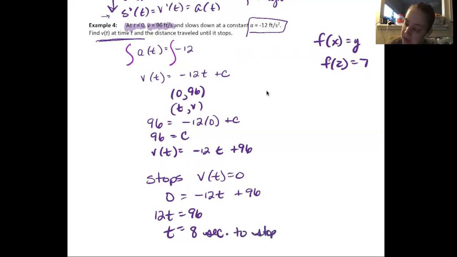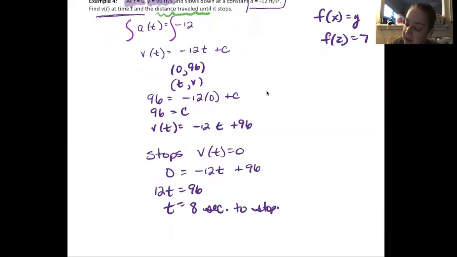But that wasn't the question. The question was, find the distance until it stops. Distance traveled until it stops. So far we have acceleration, we have velocity. What else do we need? You need position, you need distance.